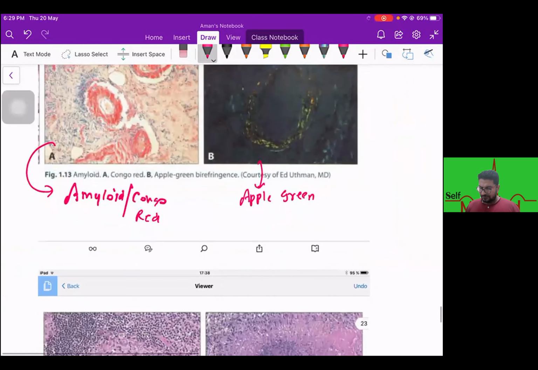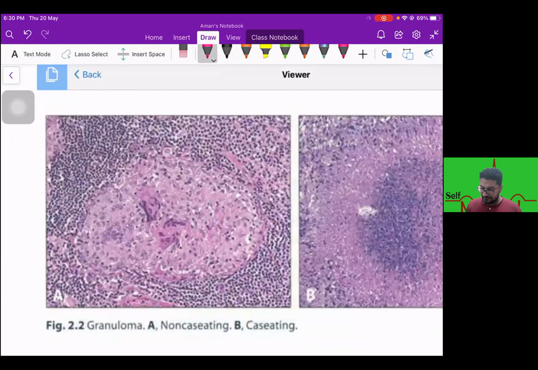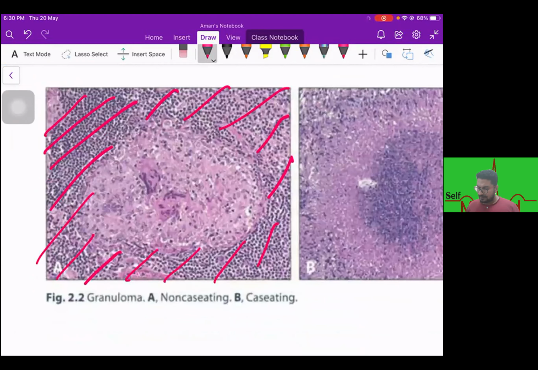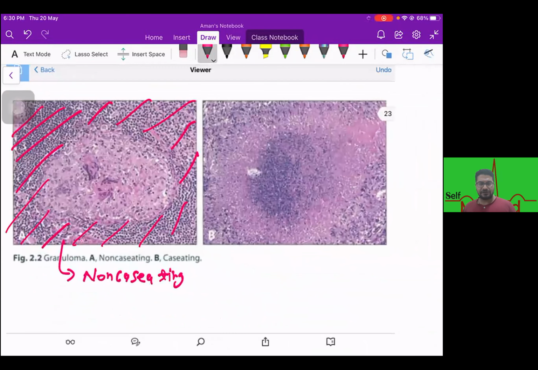Am I clear? In this image, I want to show you something. You can see the necrosis in this slide, in this area which I am highlighting. This necrosis you can see in the periphery, and the center is intact. So this type of granuloma we call non-caseating, where the center is intact. But if you notice here, you will see the necrosis in the center. So this is called caseating.